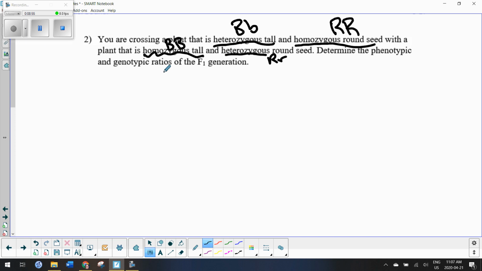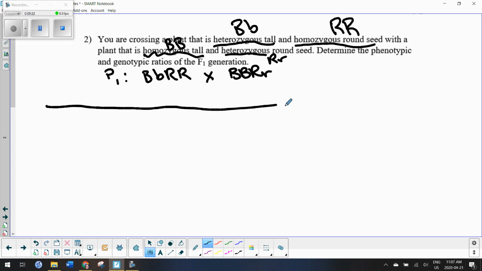Determine the phenotypic and genotypic ratio of the F1 generation. So P1, what two individuals am I crossing together? So I get big B, big R, being crossed with big B, big R, little r. Okay, now I have to create my lovely chart. Well, I don't know how straight this is going to be, and I'm sorry if it's not 100% straight. I usually do this on the whiteboard, and I've got tons and tons of room on the whiteboard. Not so much on here.